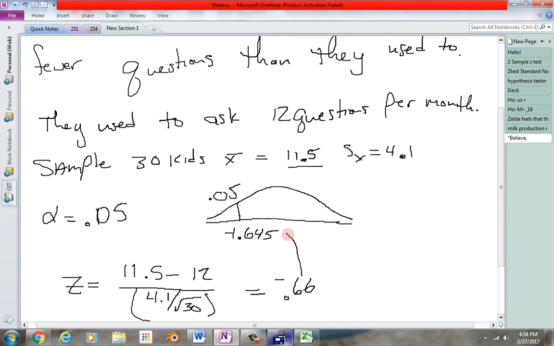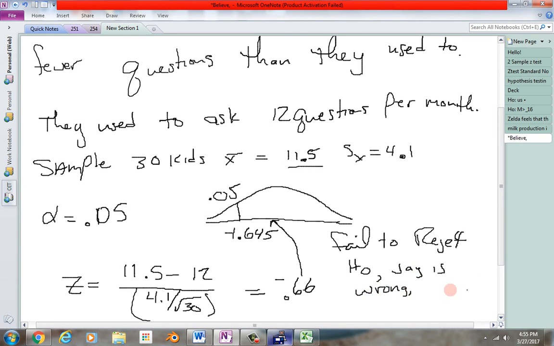Well, where is that? Holy cow, it's right out here. You know that? That's right where it should be if what? If H naught is true. So I'm going to fail to reject H naught. And what does that mean? You could put in there that J is wrong if you want. But whatever, it's either here or there. If you put that in there, to me, I don't care.